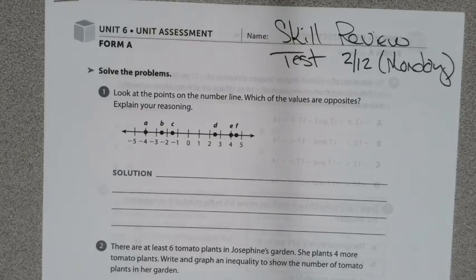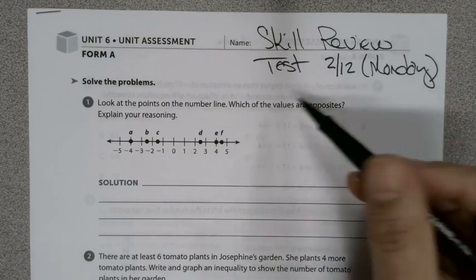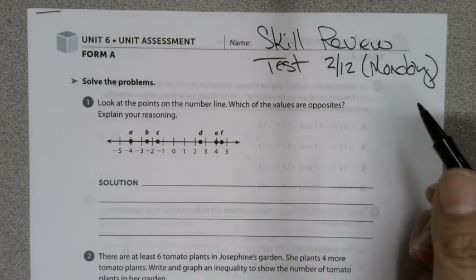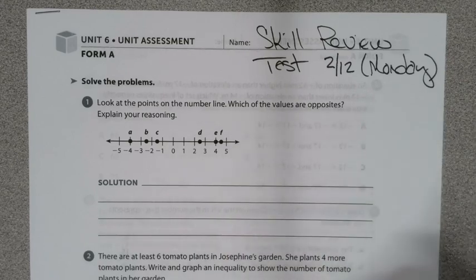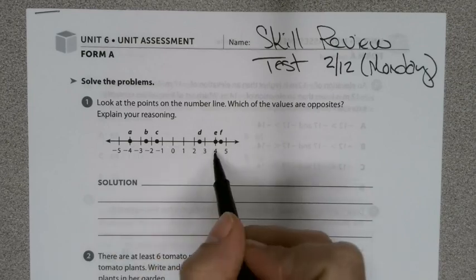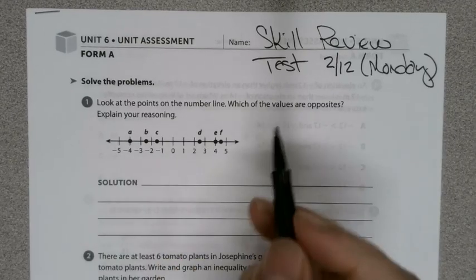Okay, so let's go over our skill review. Look at the points on the number line. Which of the values are opposite? Explain your reasoning. Remember, opposites are the same distance from 0. So A and E are both equally 4 away.